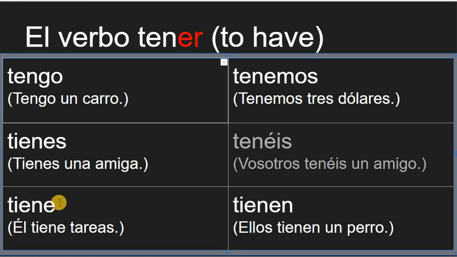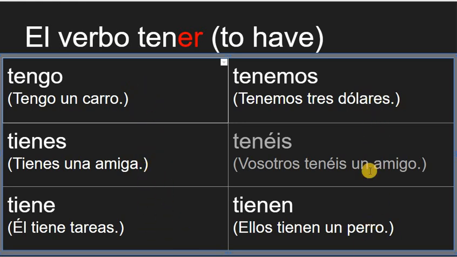Tiene. And we know this can refer to either él, ella, or usted. And of course, if it's a thing, it falls under él, ella, usted as well. Él tiene tareas. He has homework in the plural sense, more than one homework. And again, we know that this column we're referring to one individual or one thing here.